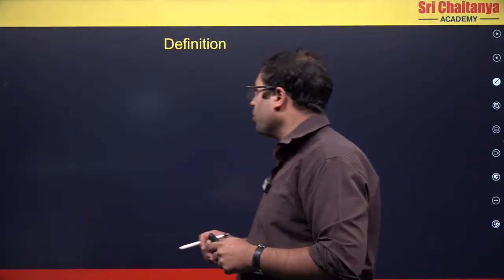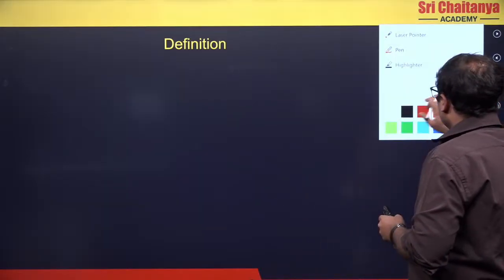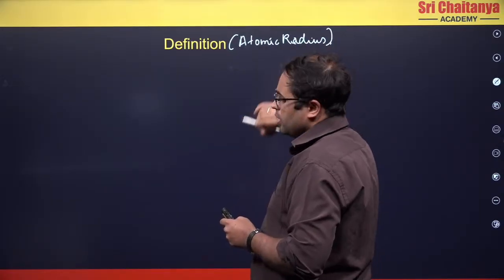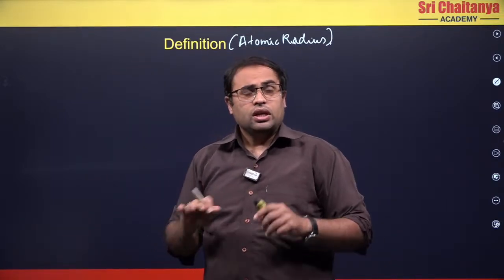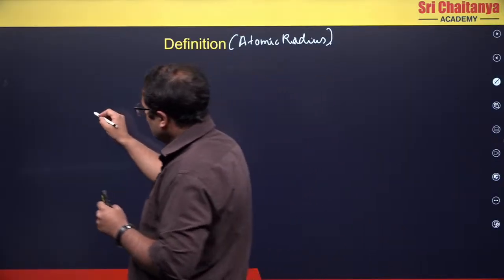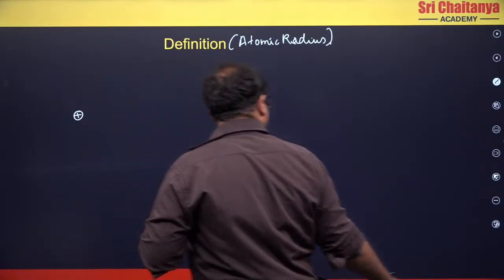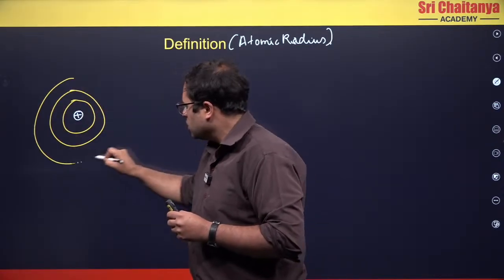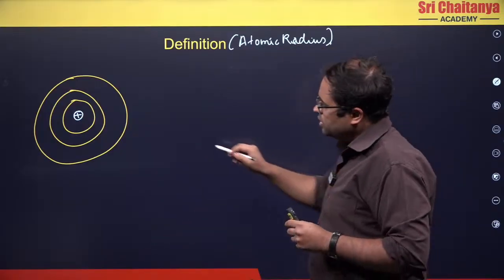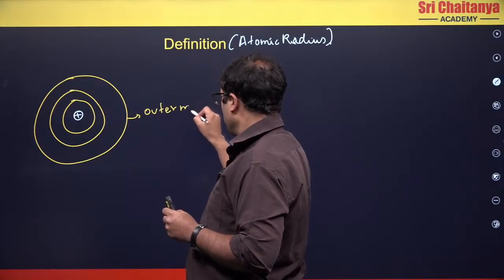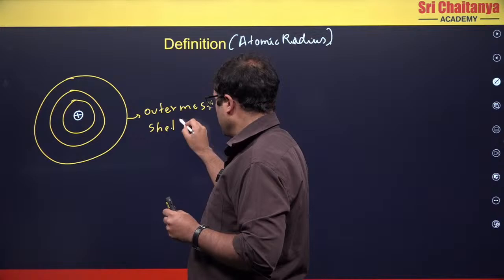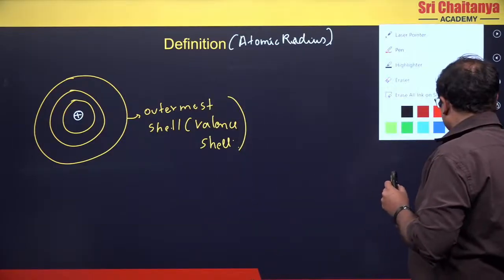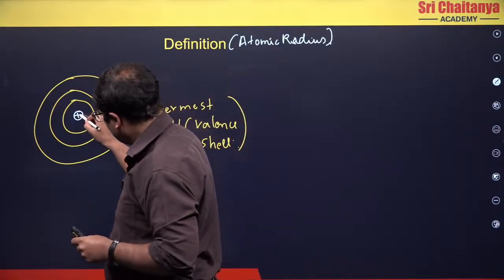Now let us move forward to our today's topic, which is the definition of atomic radius. So what is actually atomic radius? Simply first understand it, then I'm going to define it for you also. So here you have a nucleus. Around that nucleus you have a number of shells. This is one shell, this is two shell, this is three shell. In this, the outermost shell, which is also called the valence shell.